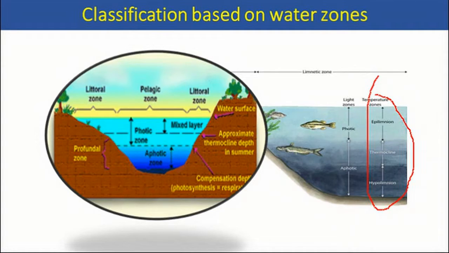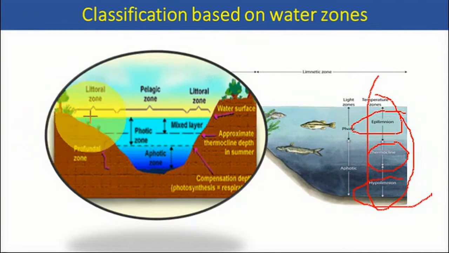which is based on temperature, where the top layer is called epilimnion, then another is called thermocline, and the bottom one is called hypolimnion. So we have three different types of classification based on water zones.